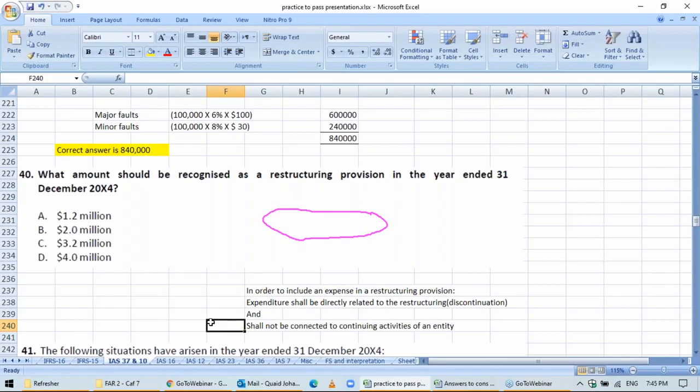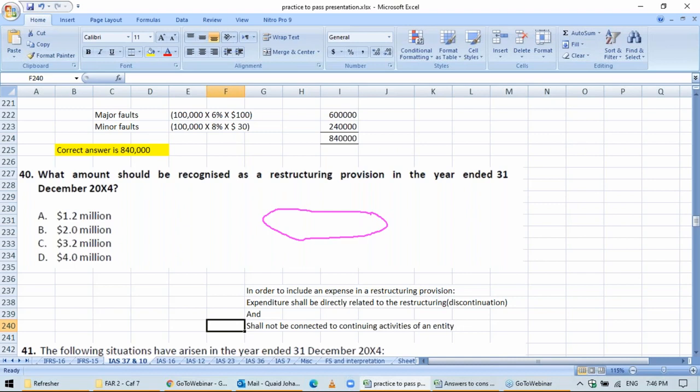So due to both. So these two conditions are not met, because this marketing is due to continuing somewhere else, so they cannot include it in the restructuring provision. This will be recognized when the marketing takes place in future. So it won't be included in the restructuring provision because it is connected to continuing activity.